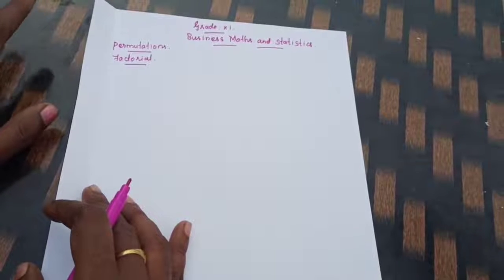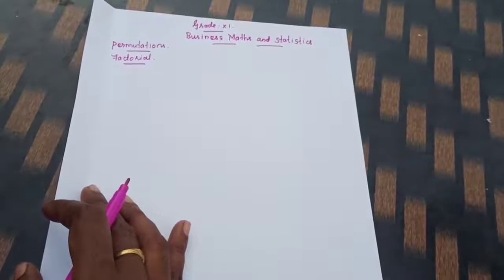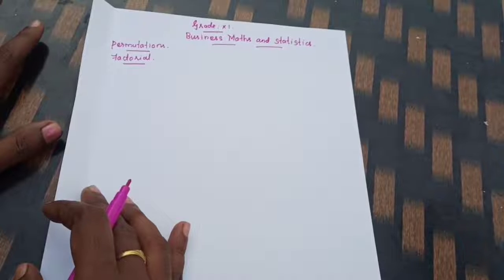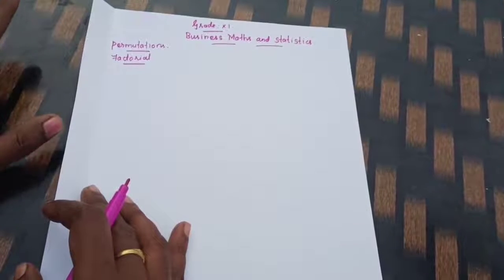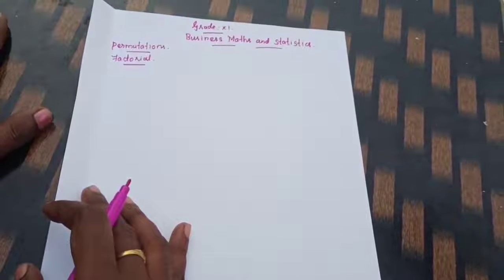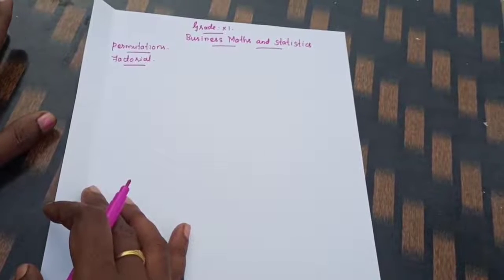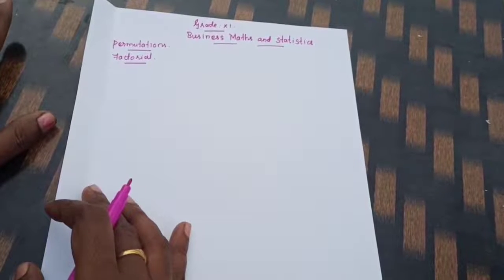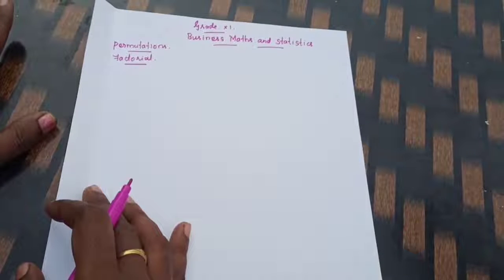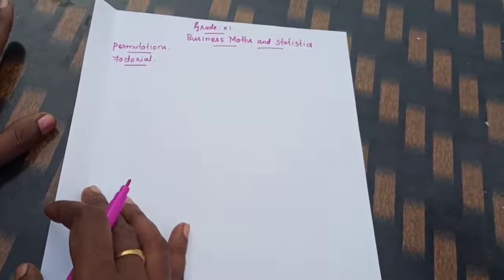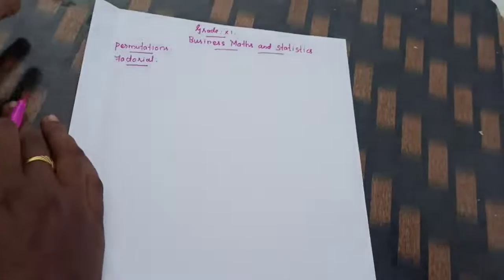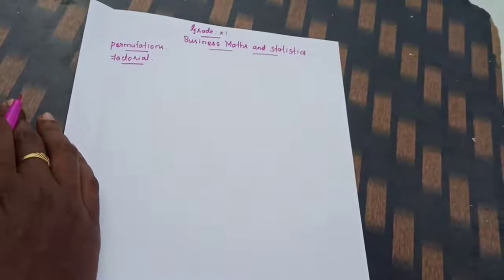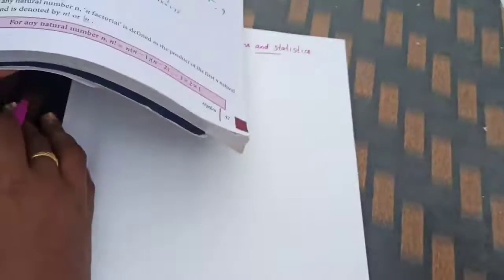First we are going to learn what is meant by factorial. Have you heard what is meant by factorial? Please students, all of you take out your books and turn to factorial. For any natural number n, n factorial is defined as the product of the first n natural numbers and is denoted by n factorial. Another symbol is also given. Please turn your book, all of you. I will explain it in the book itself.